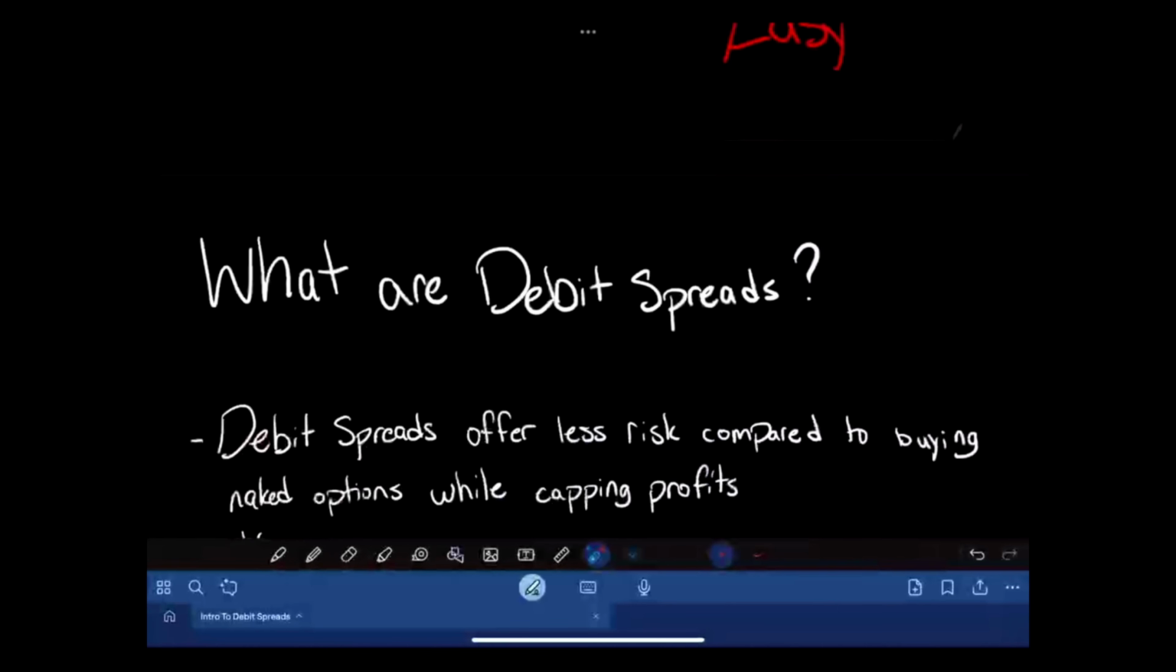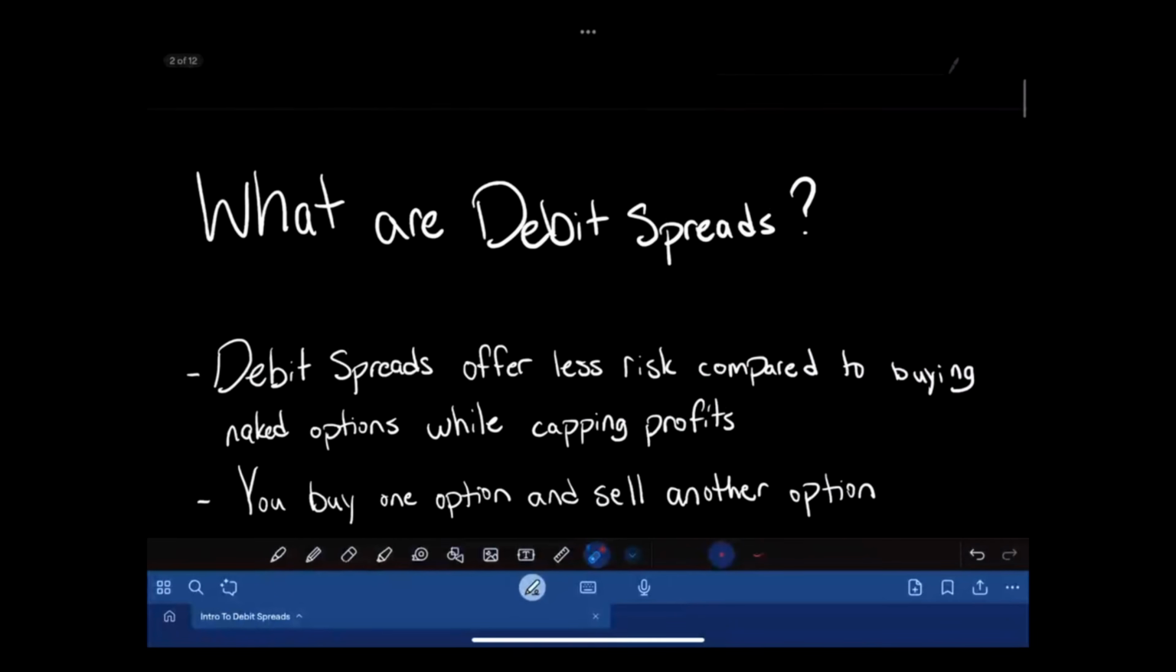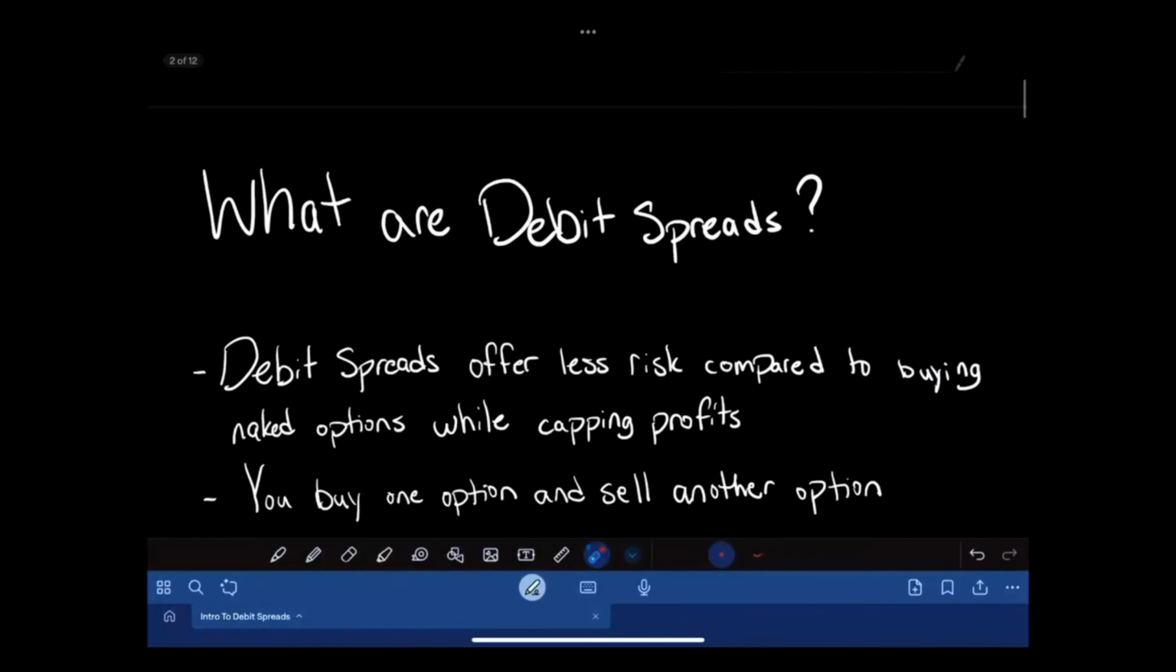So what are debit spreads? Debit spreads offer less risk compared to buying naked options while capping profits. So we're going to get into the whole capping profits part a little bit later, but it's the less risk part, which is the nice thing, right? So what exactly do you have to do to enter a debit spread? So basically you have to buy one option and sell the other.